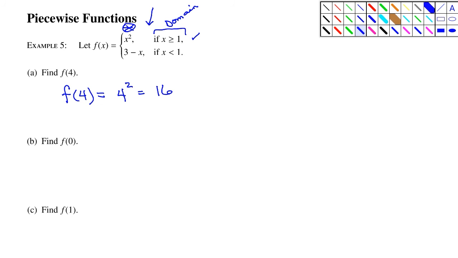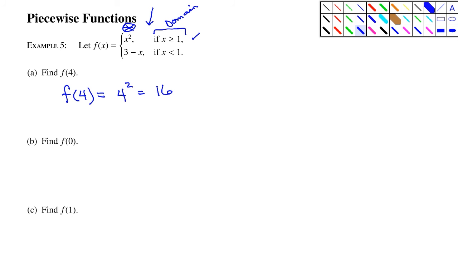Now this is a good time to remind you that by the definition of a function, it only has one answer. So you can't say, well, I'm going to use both, right? That would never work because then you would get two different answers and a function can't have two different answers. So you have to pick the correct one to go along with the value of x that's being used.